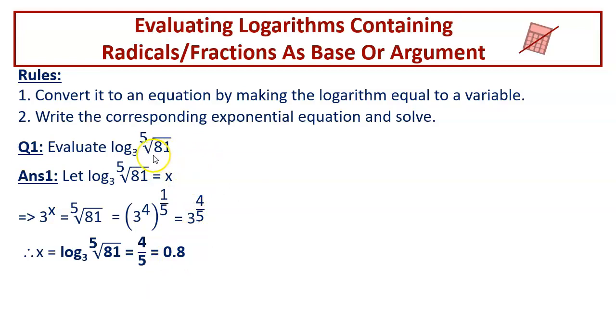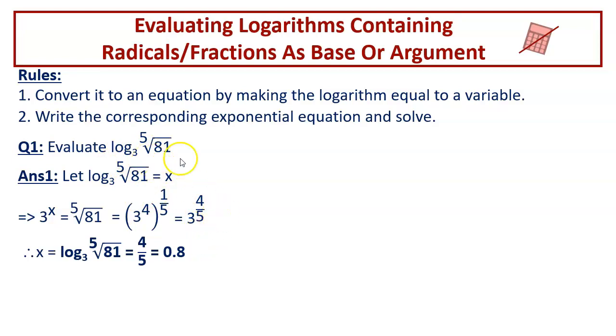The second method is just write the argument in the form of 3 to the power of 4 over 5. So this logarithm becomes log of 3 raised to the power of 4 over 5 to the base 3. And this power 4 over 5 can be brought down to the coefficient place, and it will be 4 over 5 times log of 3 to the base 3.